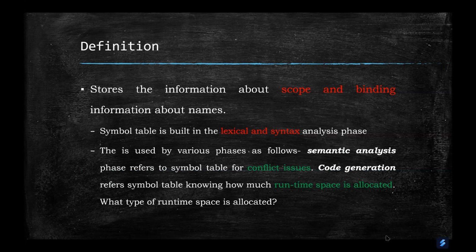The symbol table is used by various phases as follows. Semantic analysis phase refers to the symbol table for conflict issues. And code generation refers to the symbol table for knowing how much runtime space is required or allocated, and what type of runtime space is allocated, for the L value and R value. The L refers to the left and R refers to the right side of assignments. For example, A equal to I plus 1: A will be the left value and I plus 1 will be the right value.